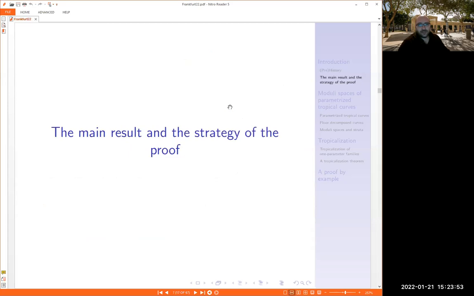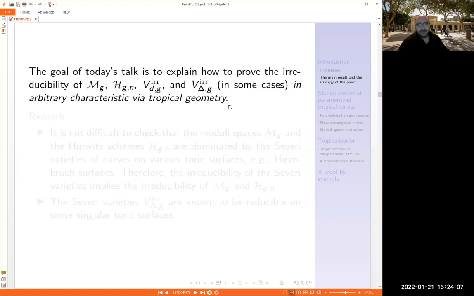Okay, so this is the prehistory, and now let me state the main result and discuss the strategy of the proof, to conclude the introduction. The goal of today's talk is to explain how to prove the irreducibility of all these spaces in arbitrary characteristic via tropical geometry. These are relatively new methods, so they were not at the disposal of previous authors. They allow you to prove the result in any characteristic directly, without the need for any reduction on characteristic or any analytic methods.